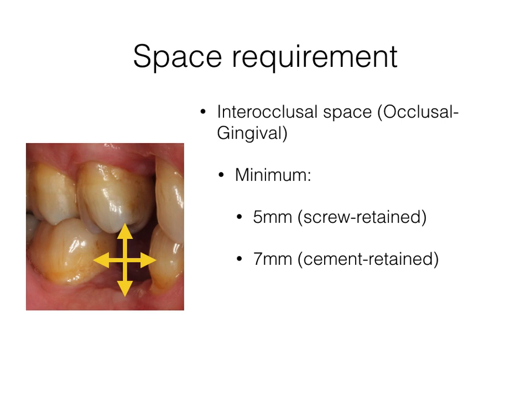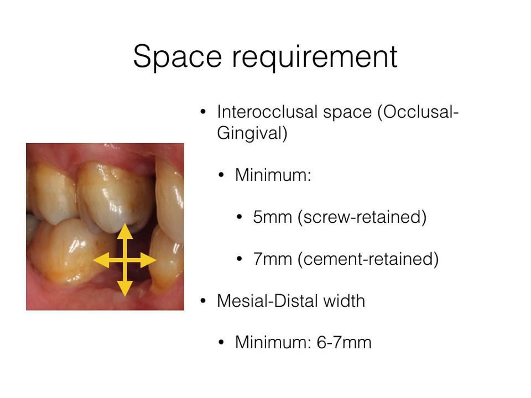So as we can see, if the interocclusal space is less than 7 mm, then the ideal implant crown design will be screw-retained. However, if the interocclusal space is less than 5 mm, then the implant restoration is not a good option in that area.